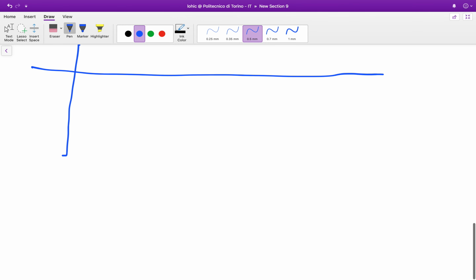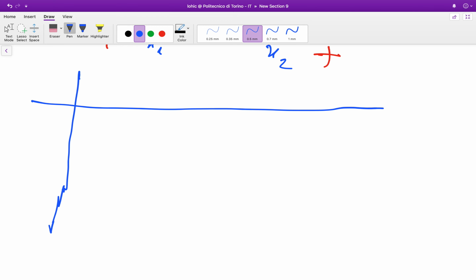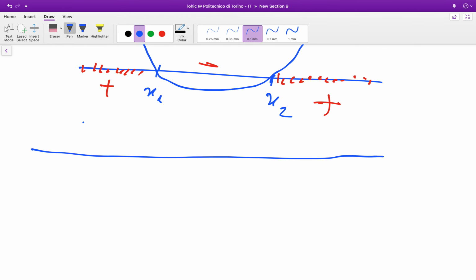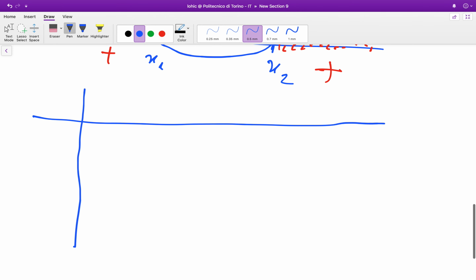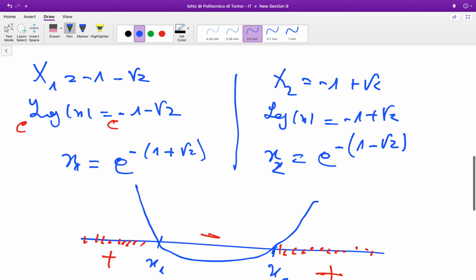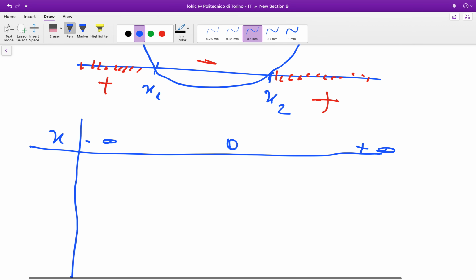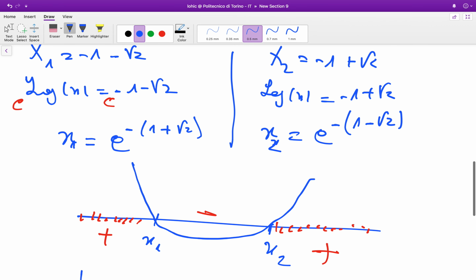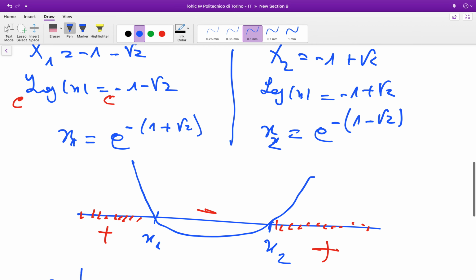Remember, the first line of the table is all the domain. So here is x, and we write from minus infinity, 0, plus infinity. Nice. You can see that both x1 and x2 are positive, right? So we put x1 here and x2 here. Are we sure? Yes, x1 is smaller than x2. Okay.